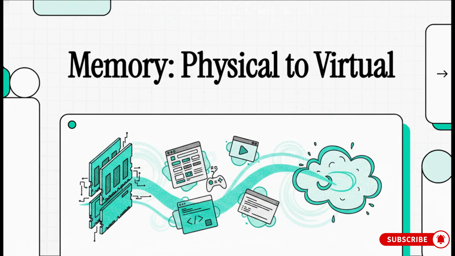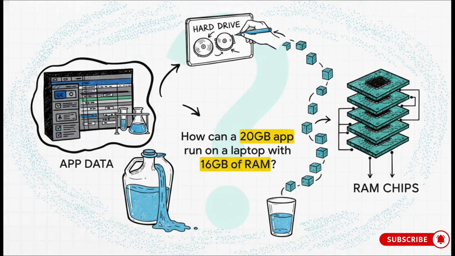It feels like it has an infinite amount of memory. But does it? I mean, really think about that for a second. How is it even possible to run something like a huge video editing program or a complex simulation that is physically bigger than all the RAM you have in your machine? It just seems impossible, right? It's like trying to pour 2 gallons of water into a 1-gallon bucket. And yet, your computer pulls off this little miracle all the time.